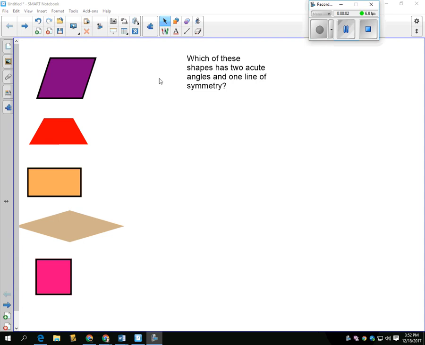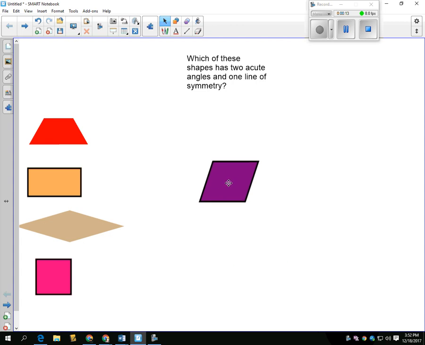The type of question you might see for this section is as follows: which of these shapes has two acute angles and one line of symmetry? So I'm going to deal with each shape individually and look at this one. Now this shape has two angles that are acute and two that are obtuse, so it satisfies the first part of the question, but does it actually satisfy the rest of the question?